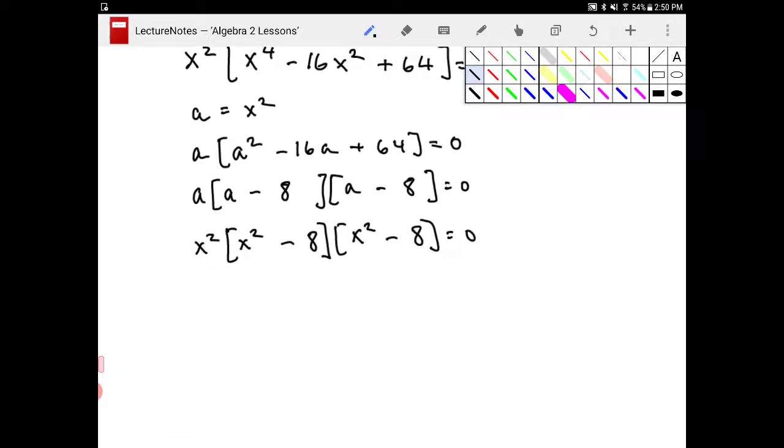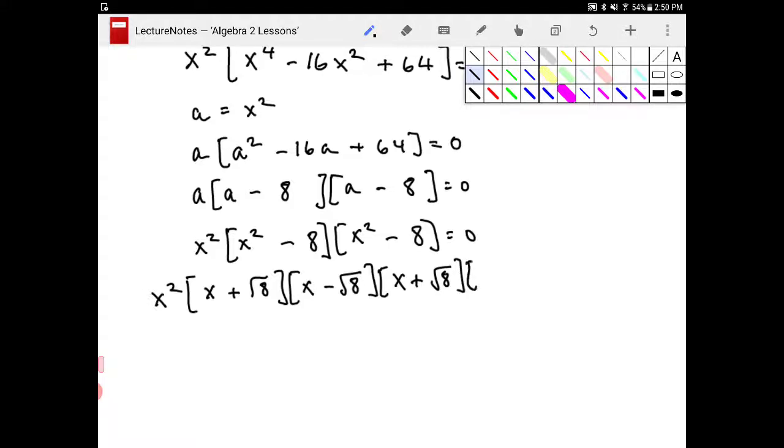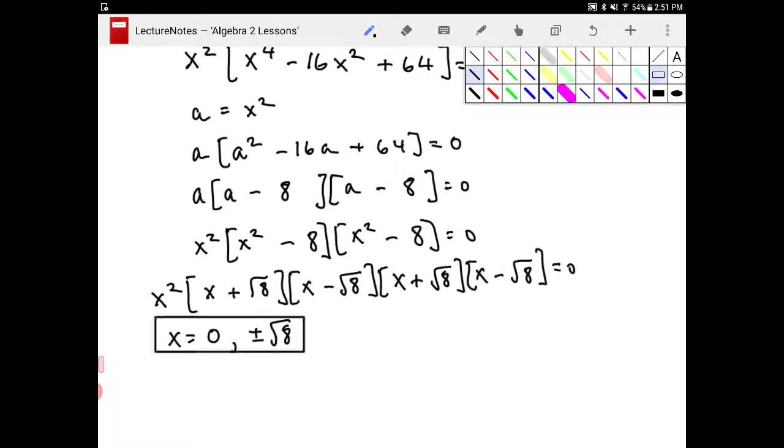I can factor this even further. So now I have x squared times x plus radical 8, x minus radical 8, and then x plus radical 8 and x minus radical 8. Looking at this, what are my roots? My roots are x is equal to 0, plus or minus radical 8. I only have 3 sets of roots. There you go.